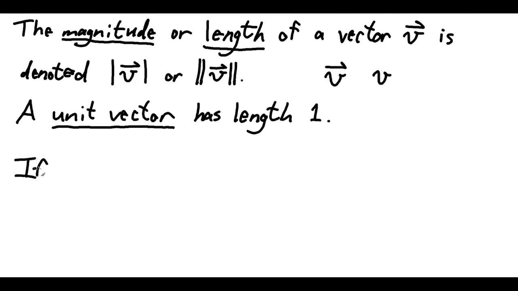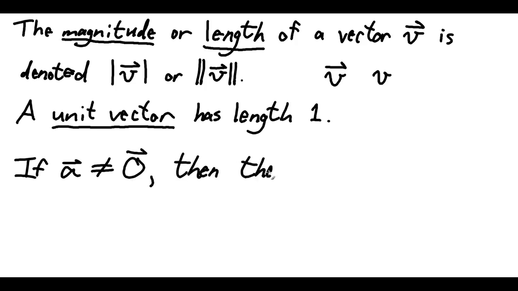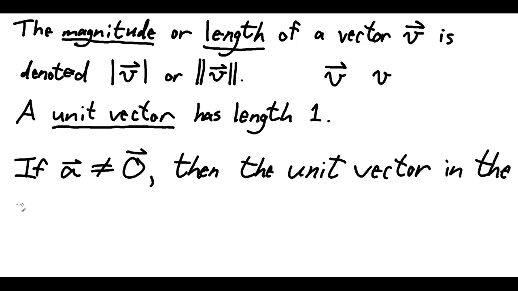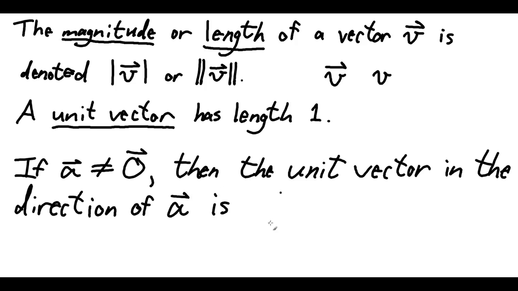If a vector A is not equal to the 0 vector, that's the 0 vector, not the scalar 0, then the unit vector in the direction of A is, now there are a few ways we can write this.